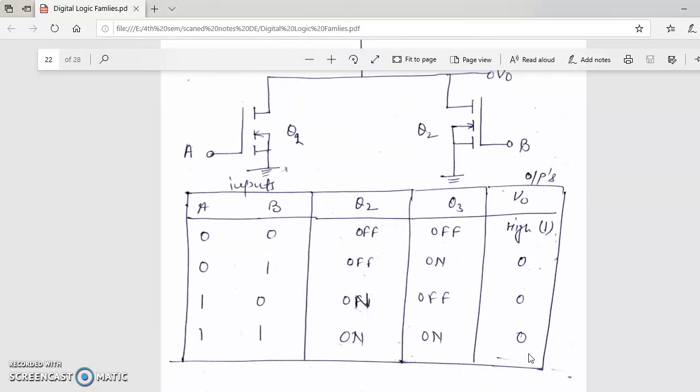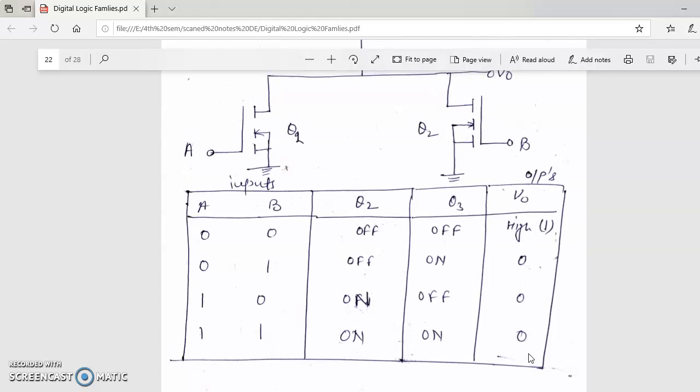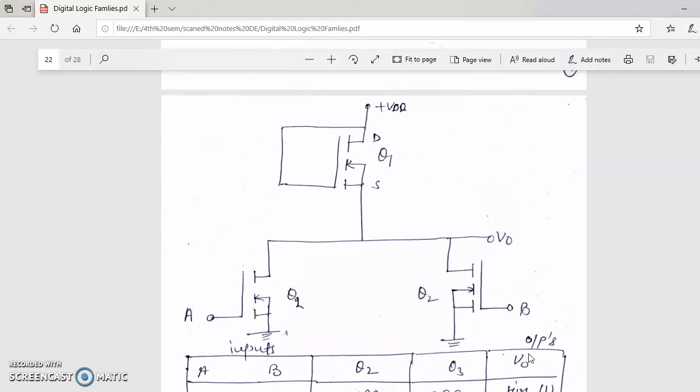And if both inputs are logic 1, then both transistors are on and we get the output as logic 0. It means this circuit acts as an NMOS NOR gate. So students, for an NMOS NOR gate, we connect two MOSFETs in parallel, and for an NMOS NAND gate, we connect two MOSFETs in series connection.